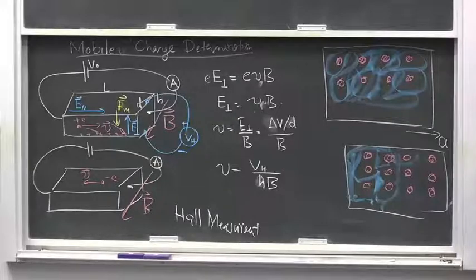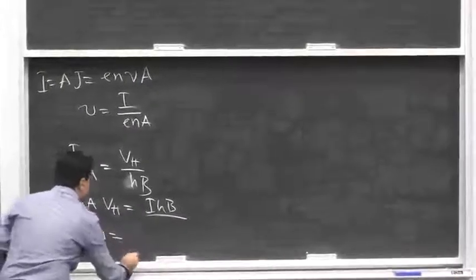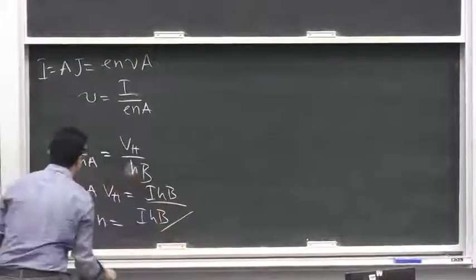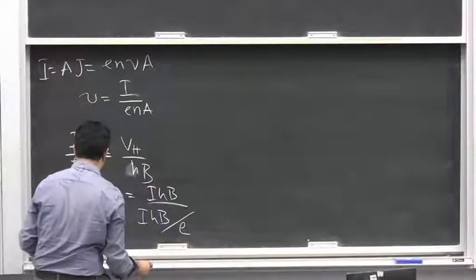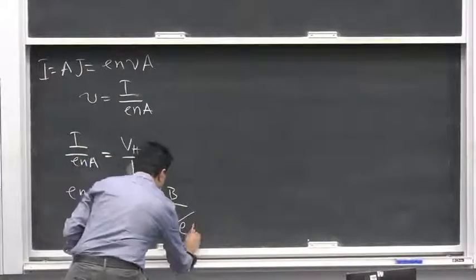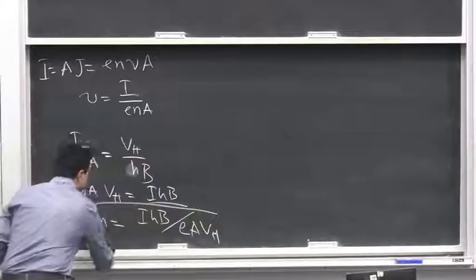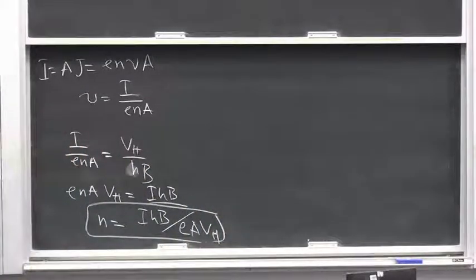This equals VH by D or by H into B, and if I rearrange it, I would get E and A VH equals I HD, from where I can write that N is equal to I HB divided by E A VH. So what you get is the number of charges which you have inside the conductor, and those are the mobile charges. Now the question is whether those charges are positive or whether those charges are negative.